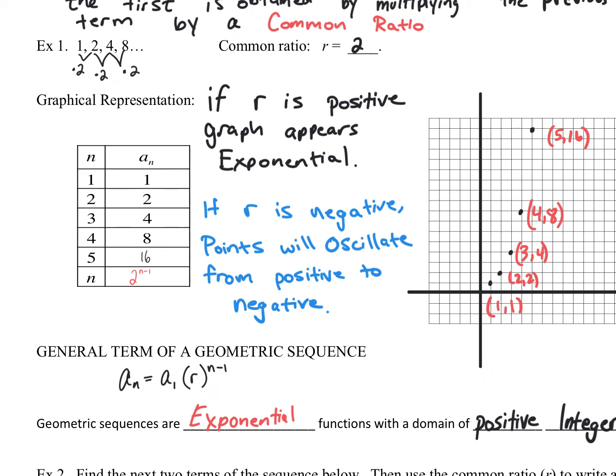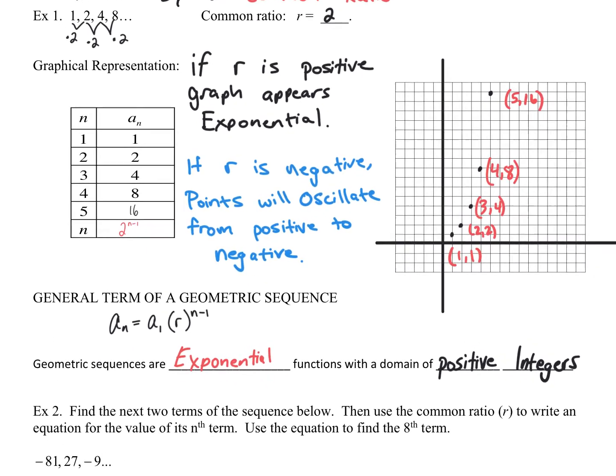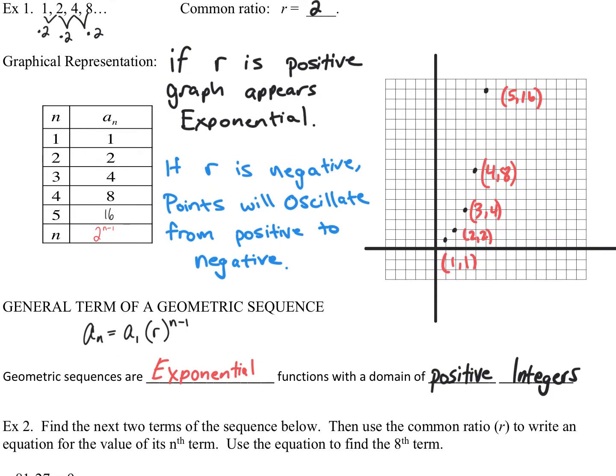But what we'll notice is that if our r value, our common ratio, is positive, our graph will appear exponential. If that common ratio is negative, points will oscillate between positive and negative, and it won't have a consistent shape. You can see here I've plotted those points, and you can see that these quantities will get larger and larger at a faster and faster rate.